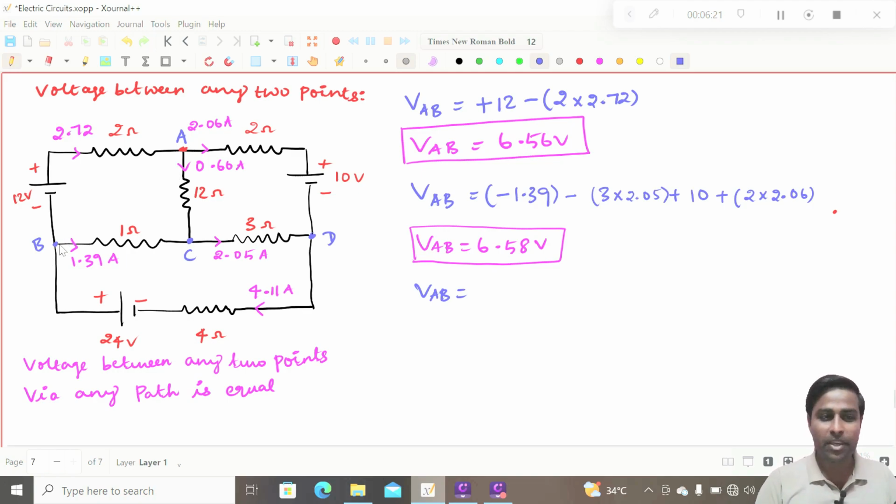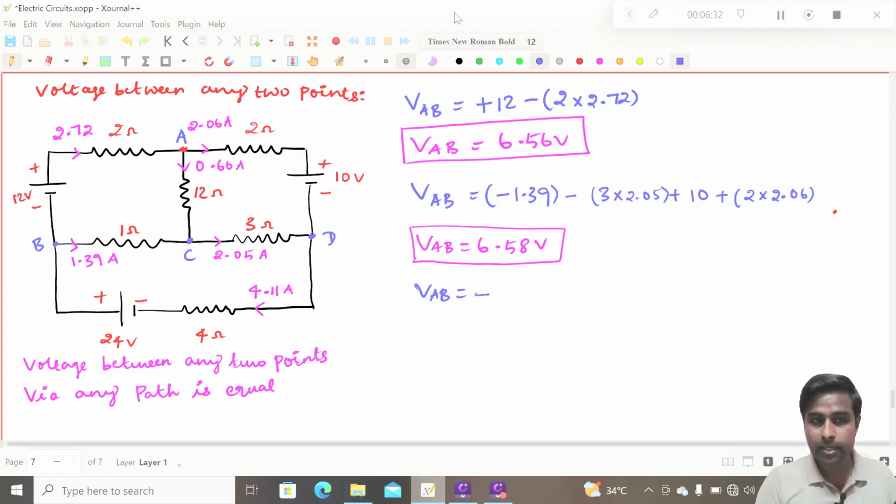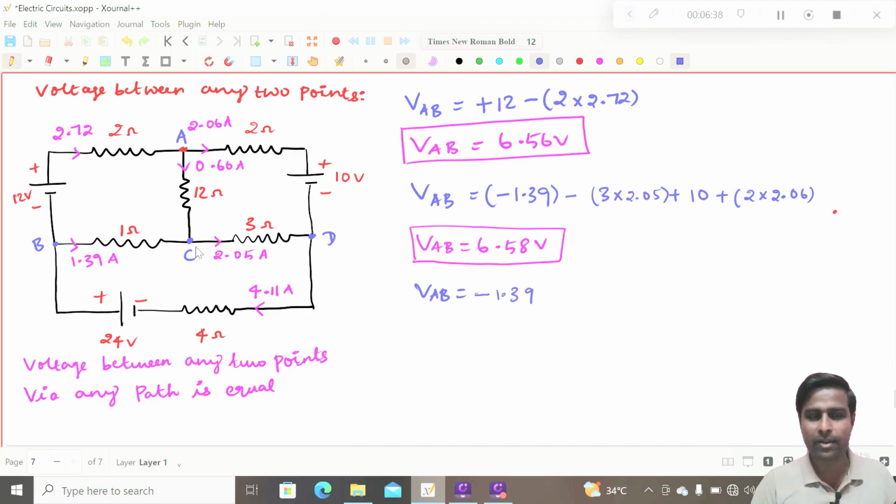So start from here and you go in this direction. So the current, you are traveling in the same direction as this current. Then obviously you have to put minus 1.39, right? Directly I am writing 1 into 1.39, I will get 1.39.